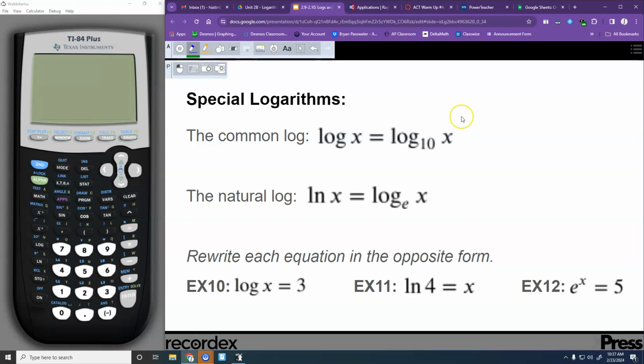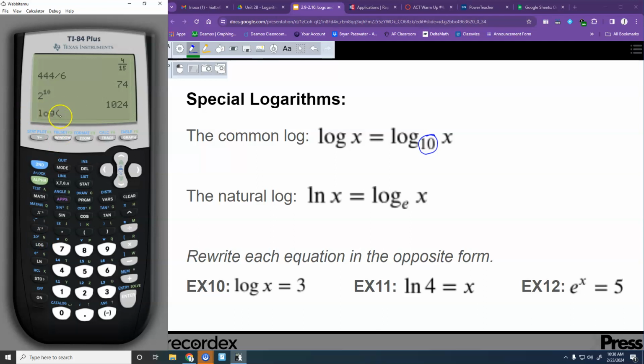So there are a couple special logarithms that are so common that we use them a lot, so they have been given their own special titles. A log with a base of 10 is called the common log. So if you ever see a log written without a base, then it has a base of 10. There is a button on the calculator for a log with a base of 10. Over here on your calculator, that log button right there, that's going to be with a base of 10.